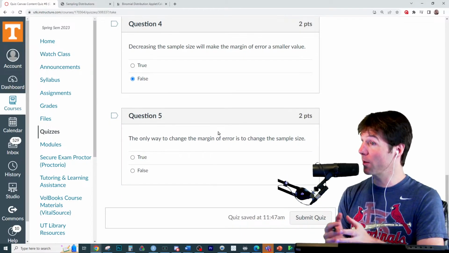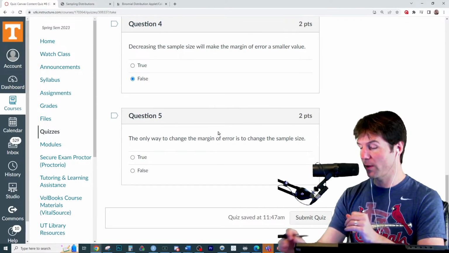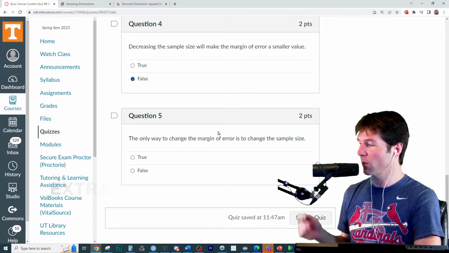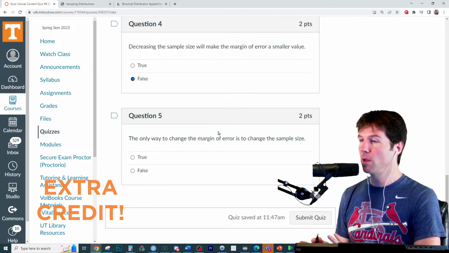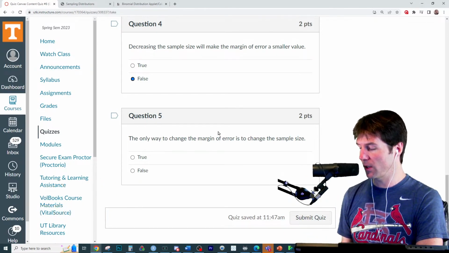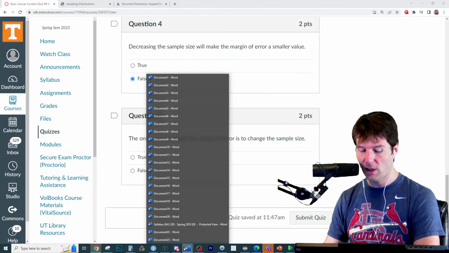But with this one, wider interval, right? Wider interval, larger margin of error. Great job, Meredith. Great work there. We'll do another version of this. These are good conceptual questions. The only way to change the margin of error is to change the sample size. Really love this question because we just covered it.